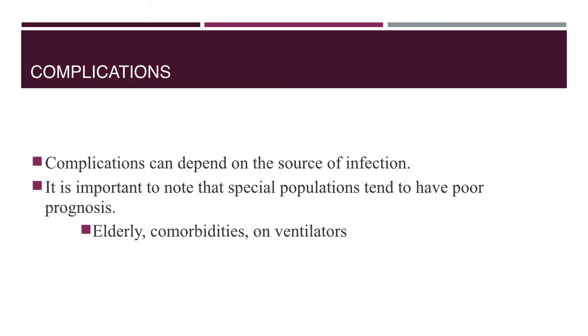It's also important to know that certain populations may have a more poor prognosis than others, such as our elderly, those that have certain immunocompromised states and comorbidities such as diabetes, or, as I mentioned earlier, people that are on some restrictive medical device such as a ventilator, or people that might have a long-term catheter, or even a colostomy bag. So these are all things to be aware of, that these people are more susceptible to sepsis.